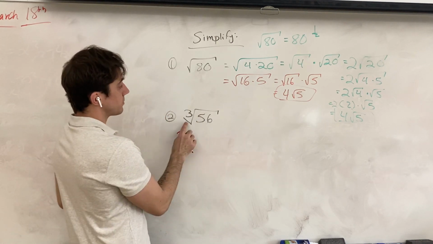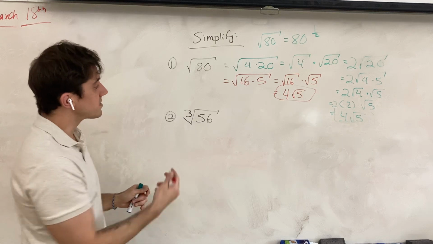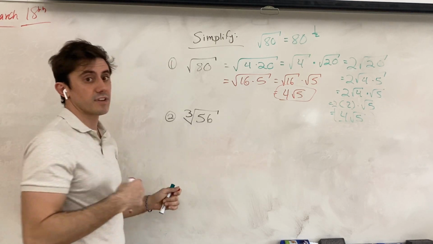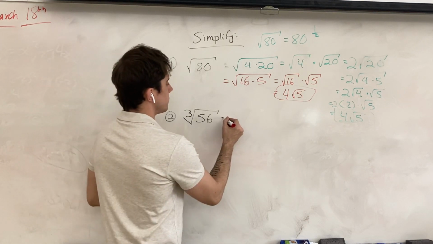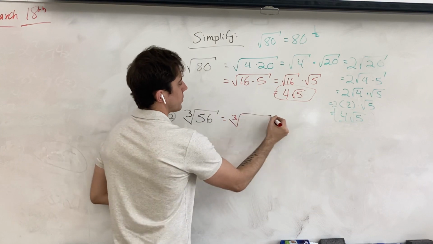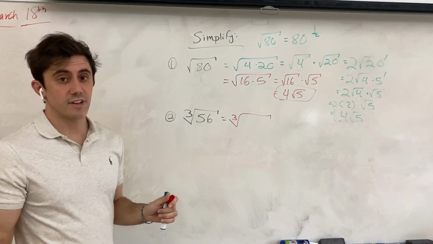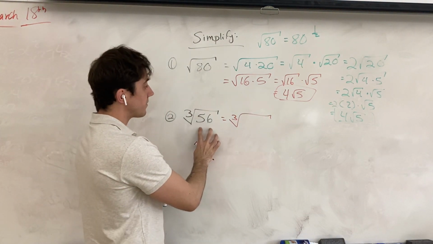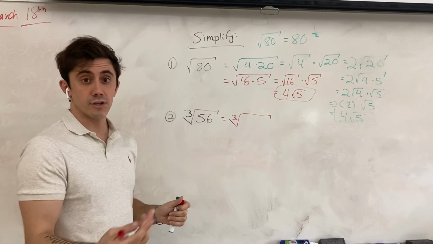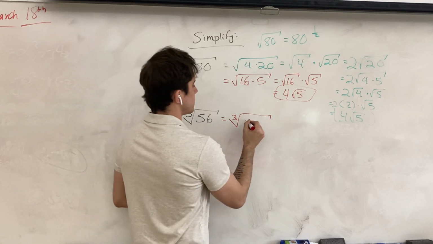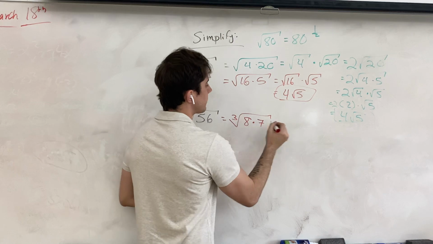Or in this case, when we have a cube root, we're looking for the biggest factor of 56 that is a perfect cube, right? Now, you can take a second to think of what that might be, but you'll eventually come to 8 times 7 because 8 is a perfect cube. It's 2 cubed, right? So we can write this as the cube root of 8 times 7.